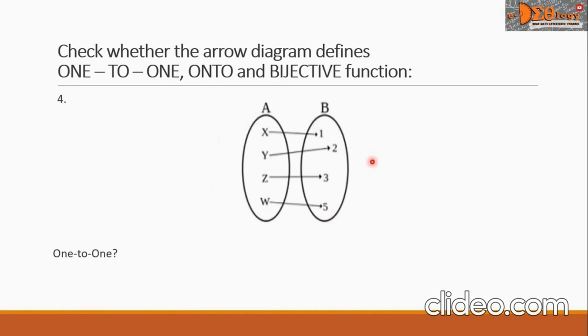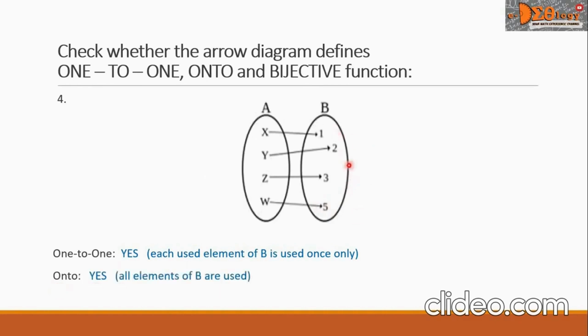Is the function one-to-one? The answer is yes, because each used element in group B is used once only. Next question. Is the function onto? The answer is yes, because all elements of B are used. Or we can say the range and the codomain are the same.